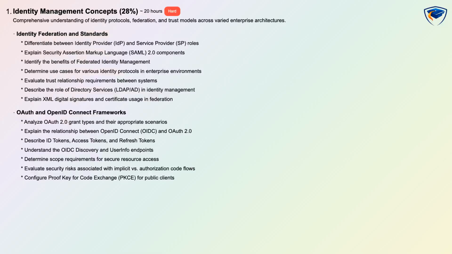This domain also covers OAuth 2.0 and OpenID Connect topics such as grant types, ID and access tokens, discovery endpoints, and PKCE for public clients. It is rated hard, uses conceptual and scenario-based assessment, and the estimated learning time is 20 hours.